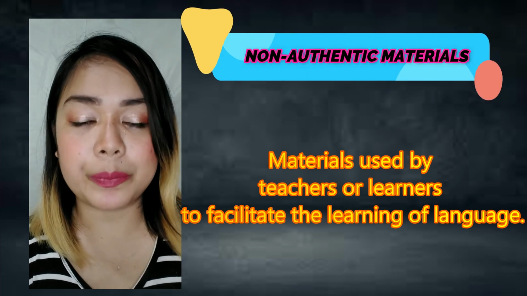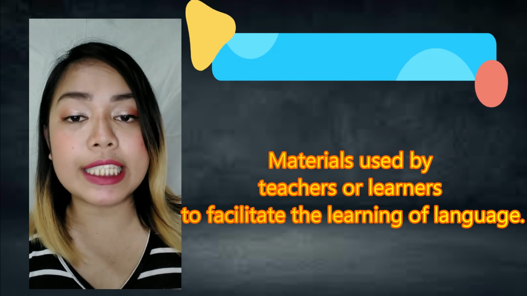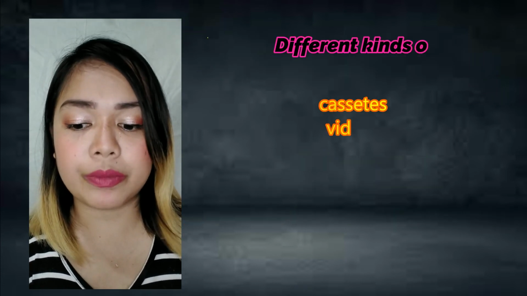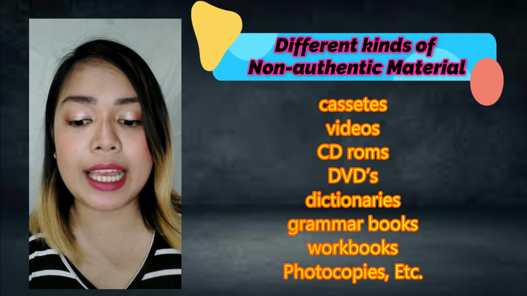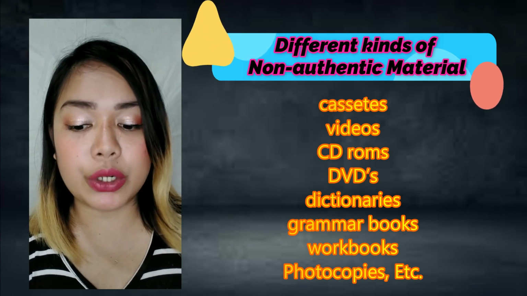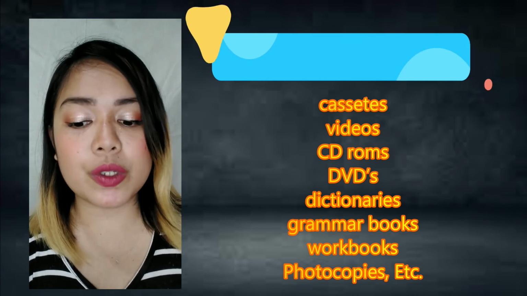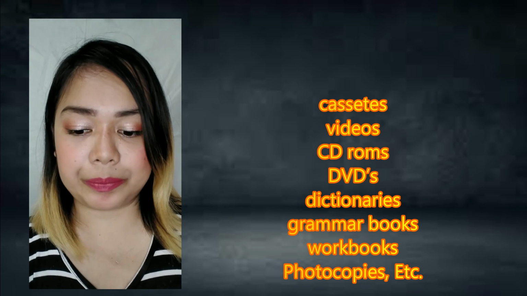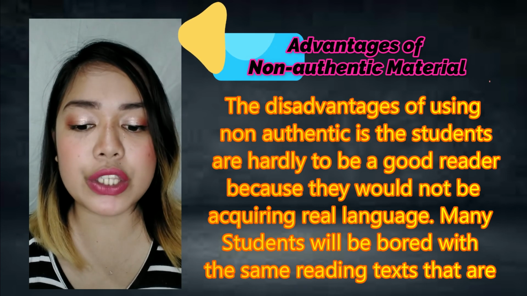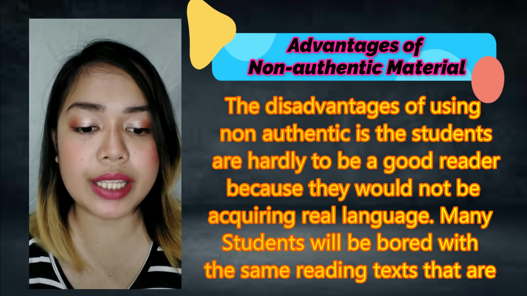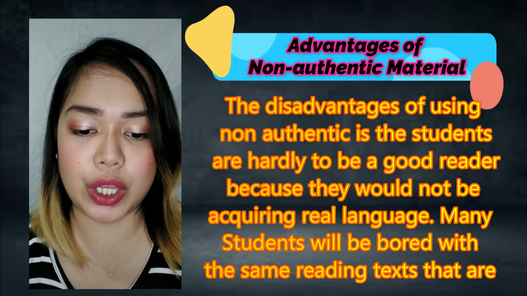Non-authentic materials. Non-authentic materials are used by teachers or learners to facilitate the learning of language. Here are different kinds of non-authentic materials: cassettes, videos, CD-ROMs, DVDs, dictionaries, grammar books, workbooks, photocopies, etc. Disadvantages of non-authentic materials. The disadvantage of using non-authentic materials is that students hardly become good readers because they would not be acquiring real language.